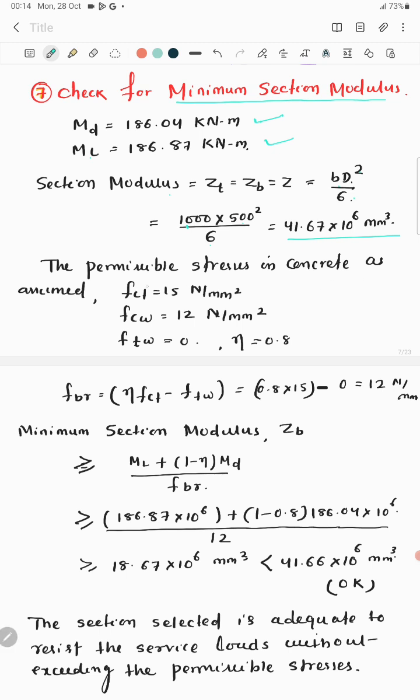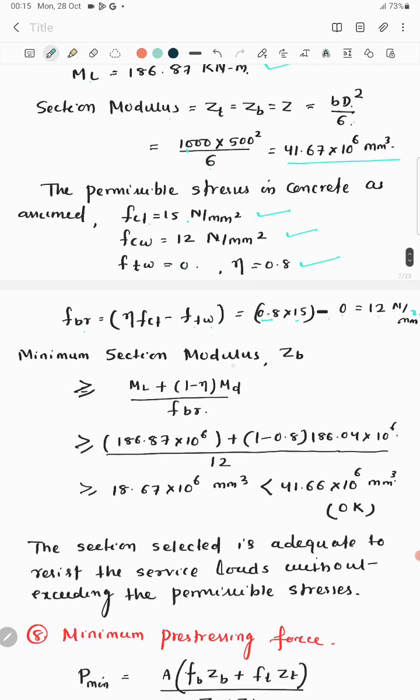The permissible stresses in concrete, as we have already assumed, FCT value is 15 Newton per mm square, FCW is 12 Newton per mm square, FTW and FTT are taken as 0, and the loss is given as 80%, that is 0.8. The expression of FBR is eta FCT minus FTW. So eta is 0.8, FCT 15, minus FTW is 0. So the value of FBR we got is 12 Newton per mm square.